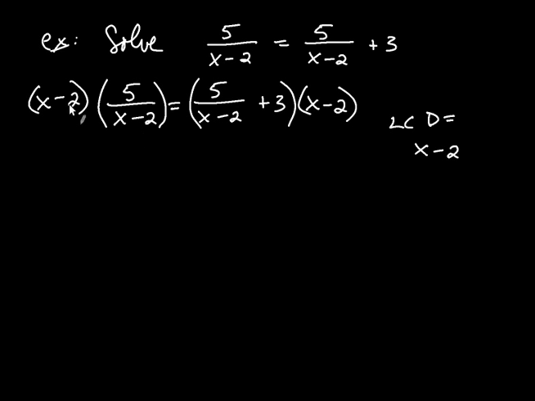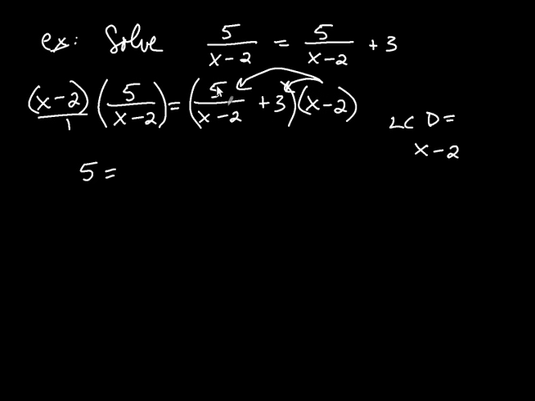Okay, now on the left-hand side, this is (x - 2)/1. So the x - 2's cancel, and we get just 5. That's nice. And on the right-hand side, it's a sum. Do you see that? So remember, you're going to have to take the x - 2 and distribute it. So boom, boom. It's going to get multiplied by both of those.